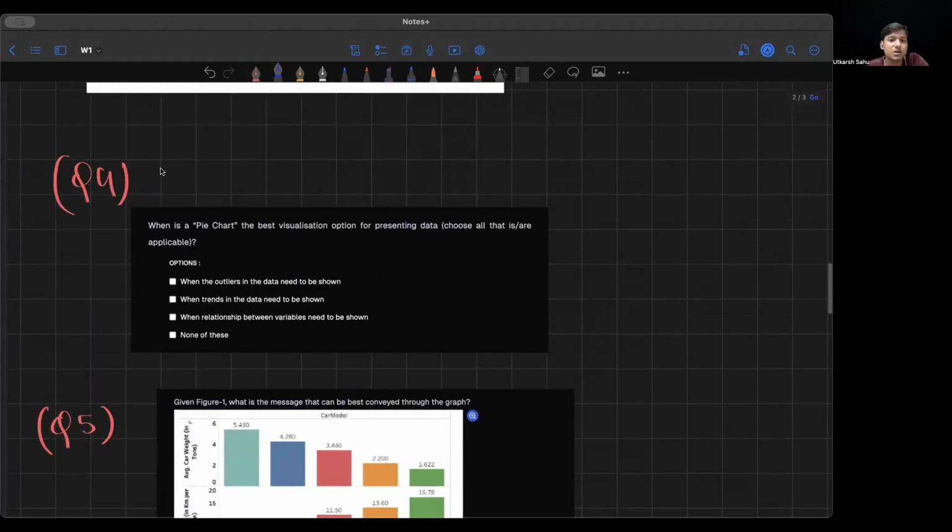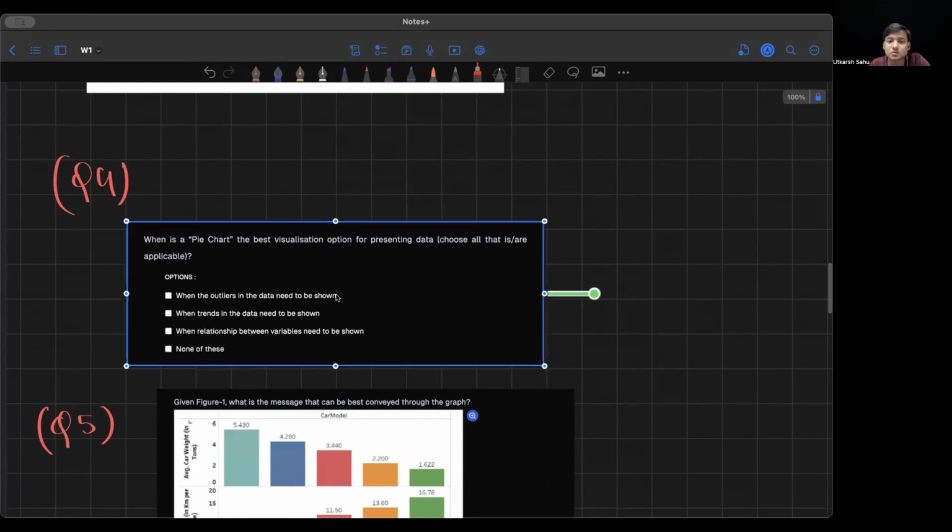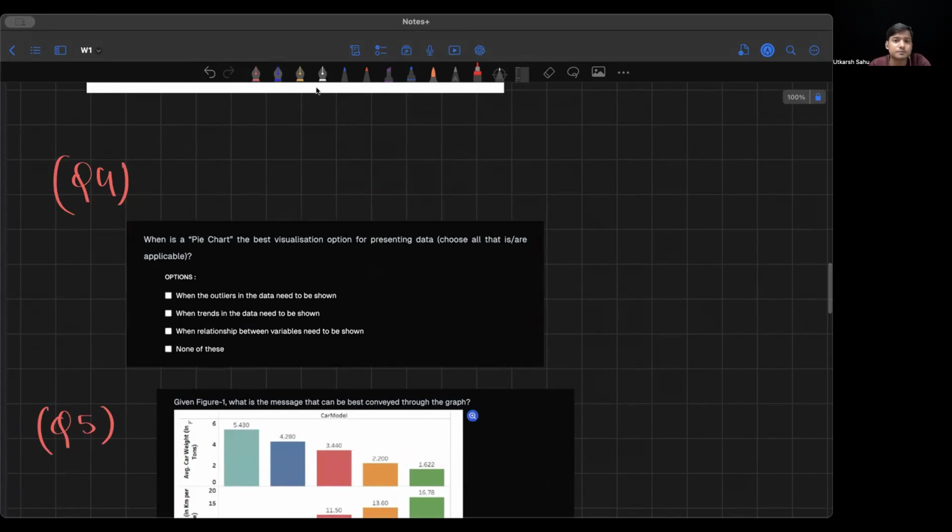Now the next question is, when is a pie chart the best visualization option for presenting data, choose all that are applicable. So basically, whatever options you can see here, which are the best suited for the pie chart. For outlier detection in the dataset, if you remember the first question which we did, outlier detection is done by box plot. So definitely this is not a correct option. When trends in the data need to be shown, again, line charts are used for trends. When relationship between variables needs to be shown, definitely not. This is not something which you can show with a pie chart. So these all three are wrong, and the correct answer would be none of these.